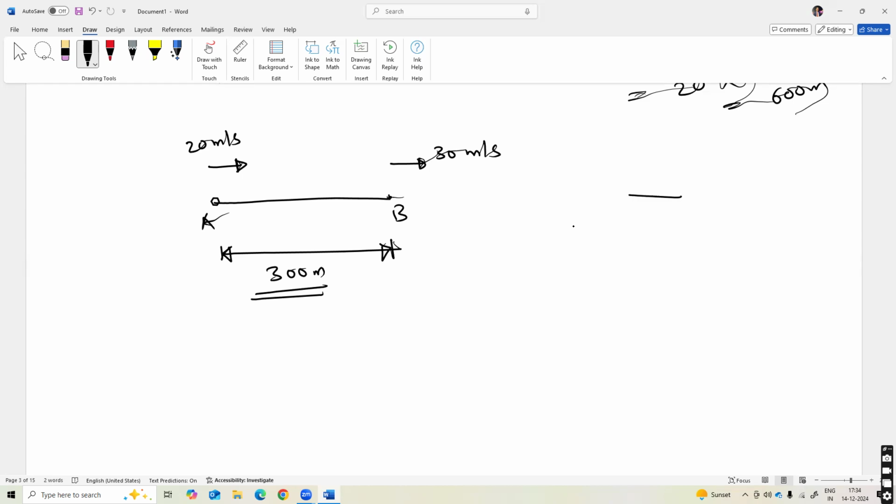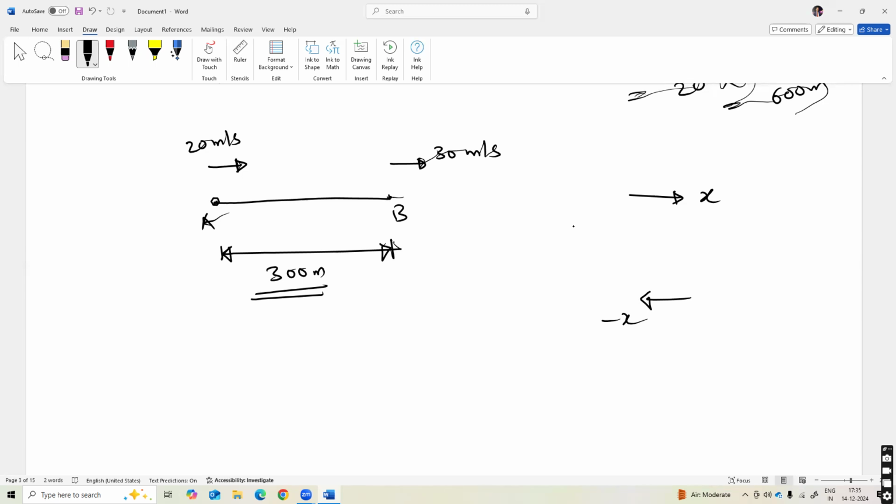Let's say this is the positive x direction, so velocity in this direction is positive. If velocity is in the negative x direction, it will be negative. If you stand at point A, then you will have to travel 300 meters in the positive x direction to catch B, or to reach B, towards B.